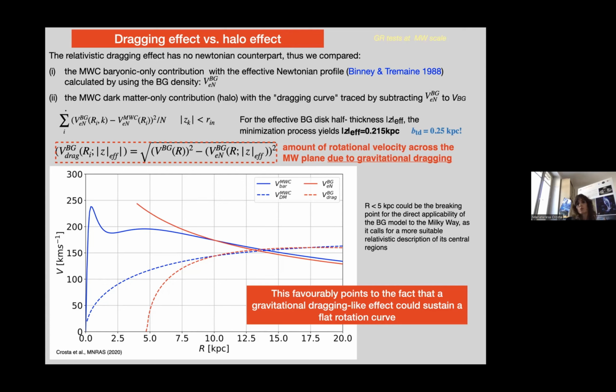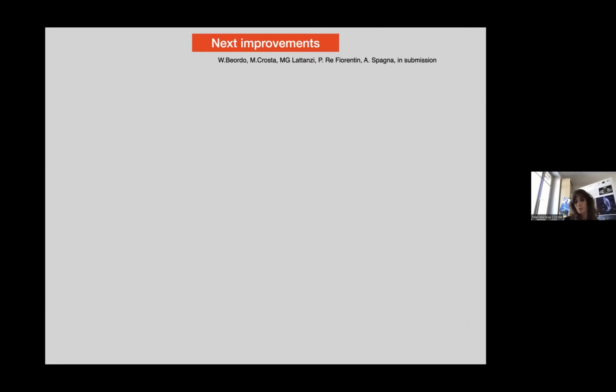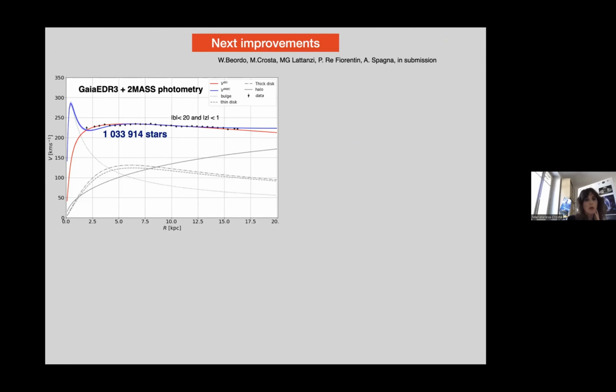This was our answers that we tried to prove. Now, the next improvement is, as I said before, to use DR3 data. So if we use the Gaia DR3 plus 2MASS photometry, and we put a cut, we are in a good position to do this because the spatial distribution of our sample is really close to the disk of the galaxy. And you can see this points favorably to the relativistic model.